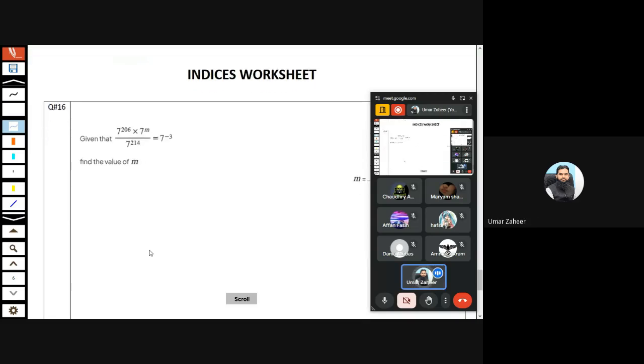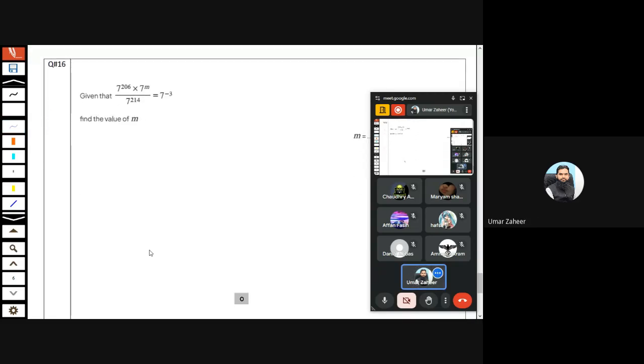I think this is the last question. Try it, all of you. Question number 16. They have the same base, and we have to find the value of m.